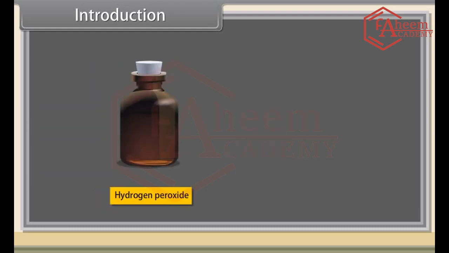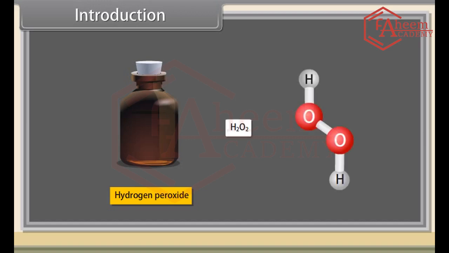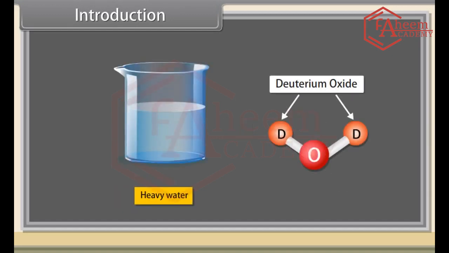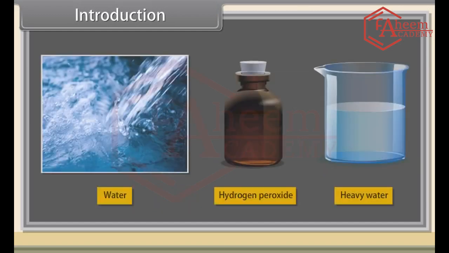Hydrogen peroxide is a combination of hydrogen and oxygen. Its chemical formula is H2O2. Heavy water is a deuterium oxide. It is another form of water which contains the hydrogen isotope deuterium. So, throughout this module we will learn about water, hydrogen peroxide and heavy water.